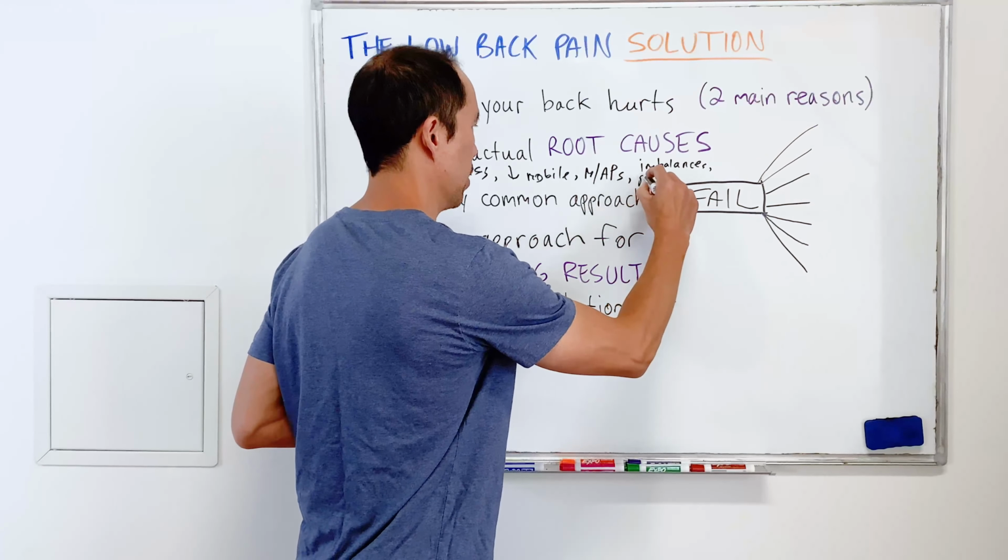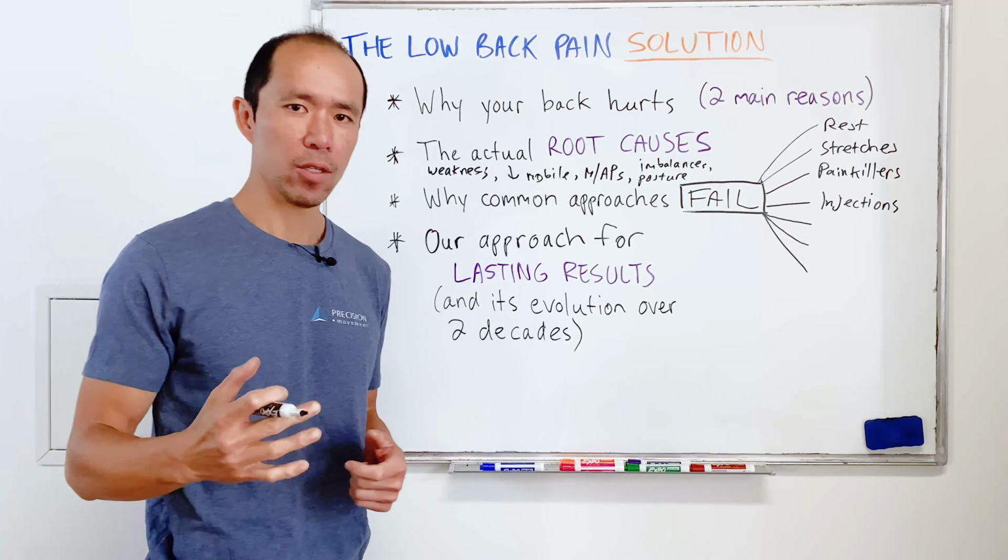Now, the reason why I wanted to list those out really high level is to illustrate why the common approaches fail. So what are the common approaches? Number one, we've got rest. Number two, I hear this all the time in the locker room, stretching. Number three, we've got painkillers. So that's when it's bad enough that you gotta go to the doctor. And oftentimes the doctor will recommend painkillers. Number four, the doctor might also recommend injections. That's like steroids, PRP, those kinds of things.